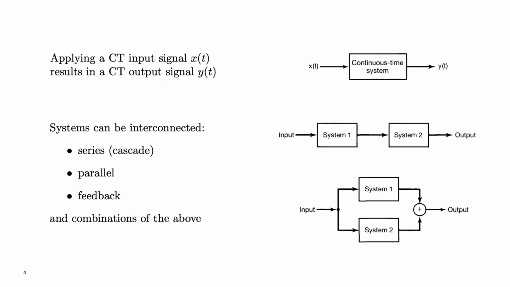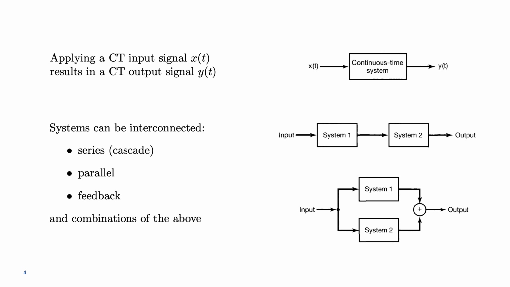So you can picture a system as a box like the one you can see on the top right of this slide, where there's an input x of t, a continuous time input signal, and there's an output y of t, which is also continuous time.